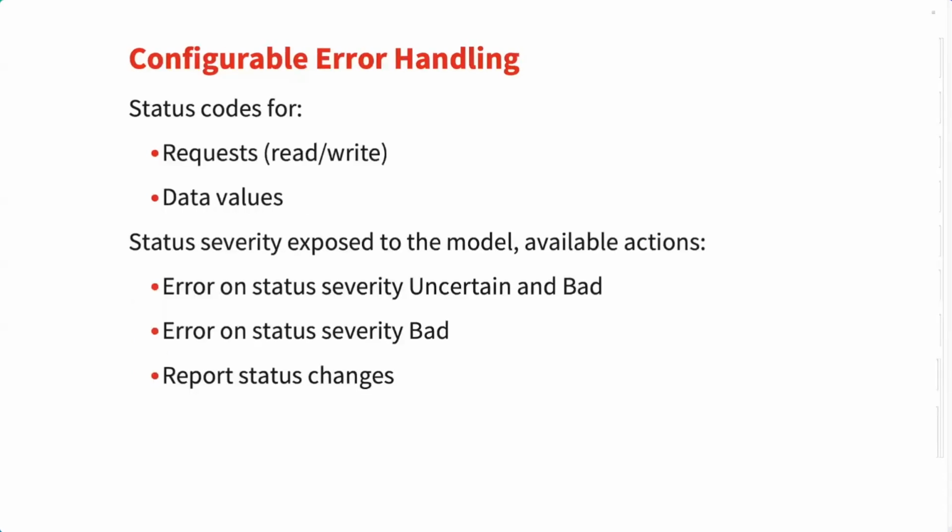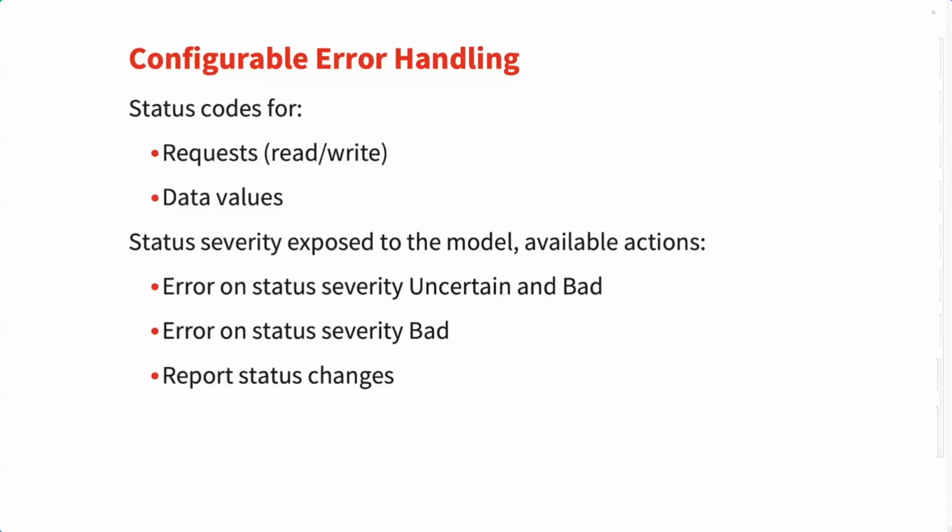In OPC UA, status codes are used to indicate the state of requests and the quality and state of data values. Status codes come in three different severity levels. They can be good, uncertain, or bad. They can also carry additional information about the reason why the status isn't good. For example, maybe the value is at the limit of the sensor's operating range, or the communication with the data source has failed. In the current version of the library, the simulation is aborted as soon as something isn't good, so the user has no control over the error handling.